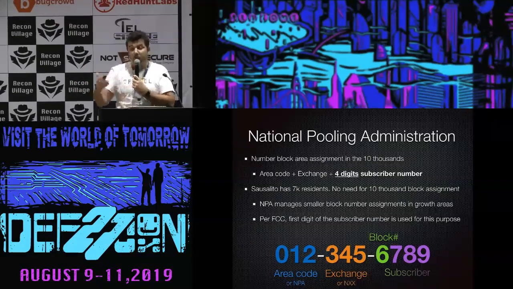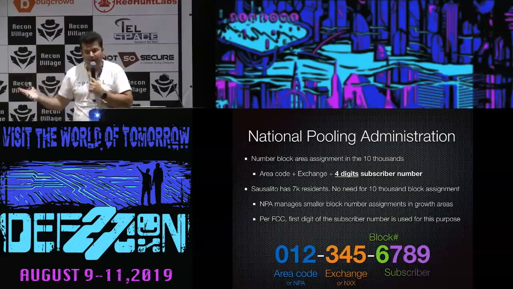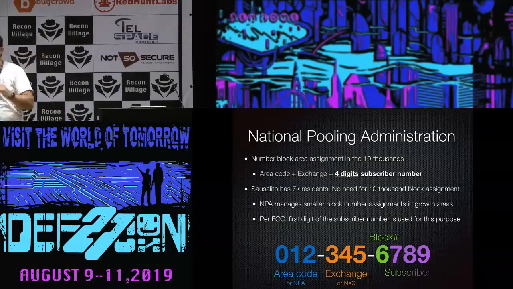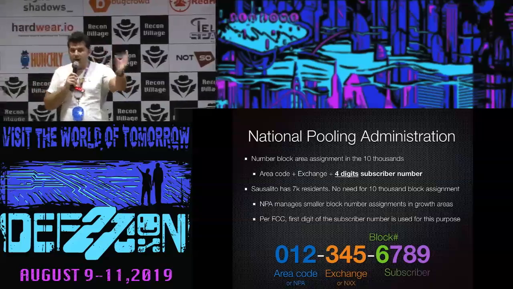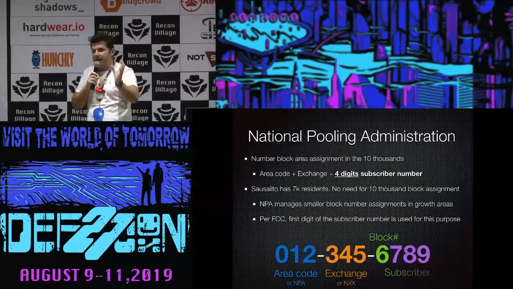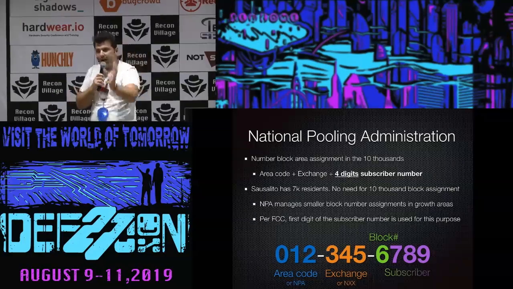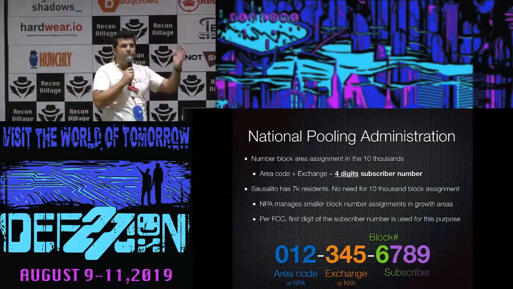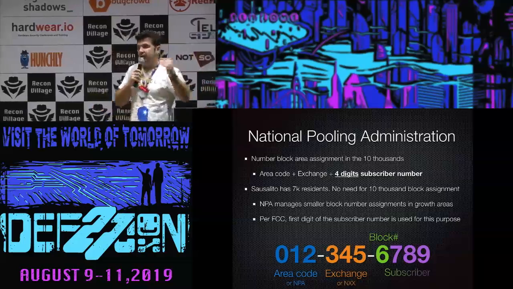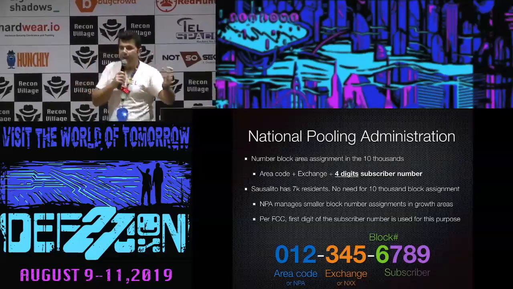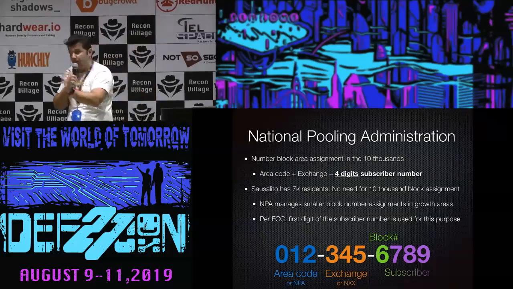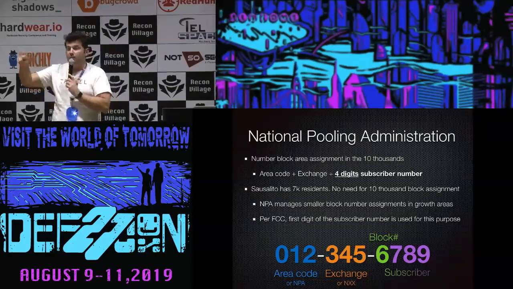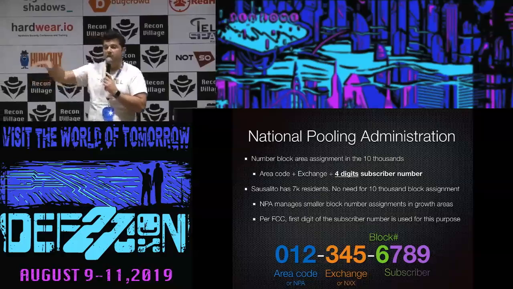Enter the National Pooling Administration. I also had no idea about this. So hear me out. The way it works is area codes and exchanges are assigned historically to a location and specifically to a carrier, right? So take 415-200, which is for AT&T. 415-201, I mean the numbers that start with those digits, is for Verizon, right? And 415-200 and 201 is an exchange for Sausalito.